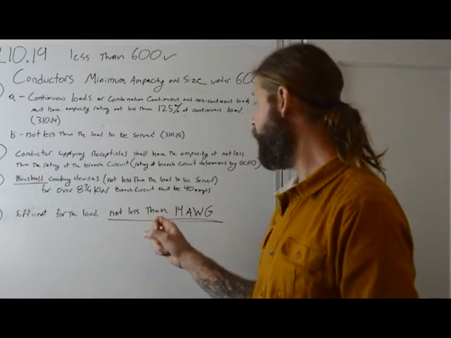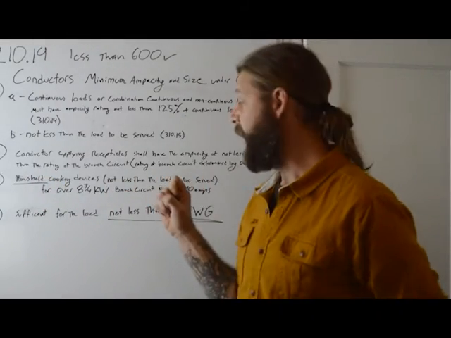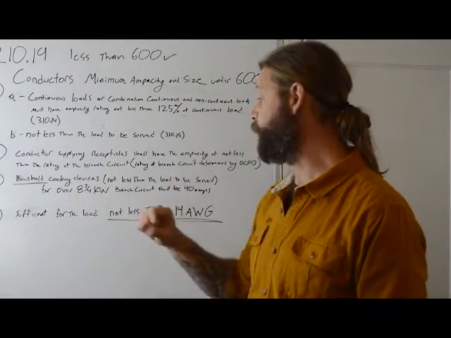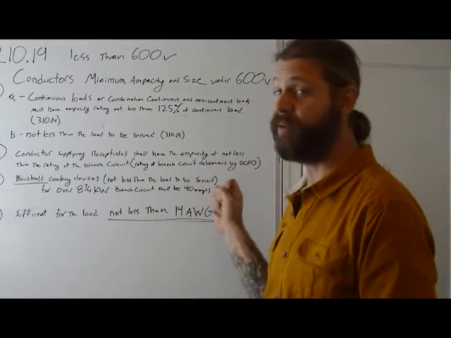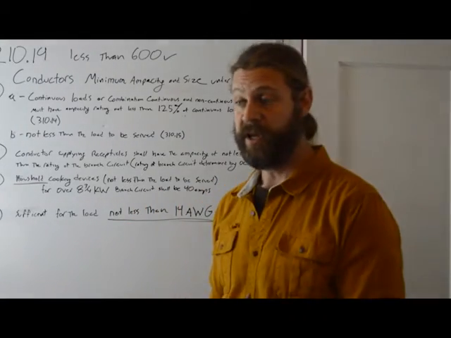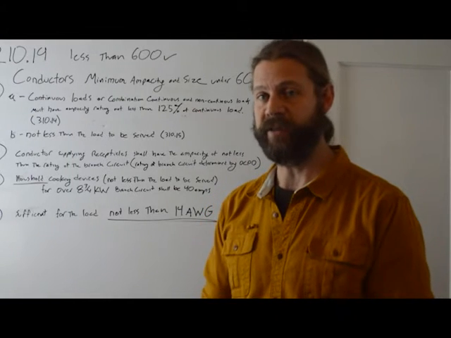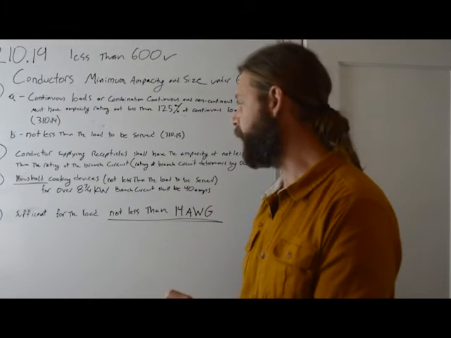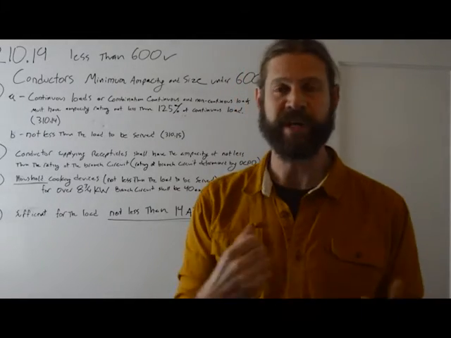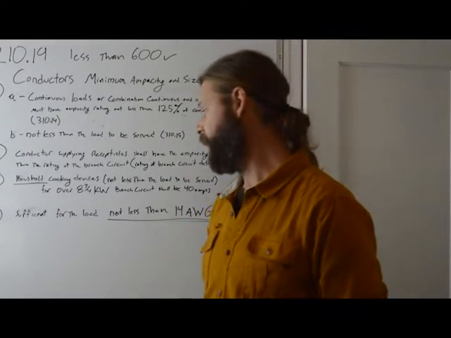Household cooking devices are not to be less than the load served, and anything over 8 3/4 kilowatts, the branch circuit shall be 40 amps. So this is just real specific to houses and dwelling units. If you have an oven that draws over 8 3/4 kilowatts, that's going to be a 40 amp breaker, and that's just the way it's going to be.